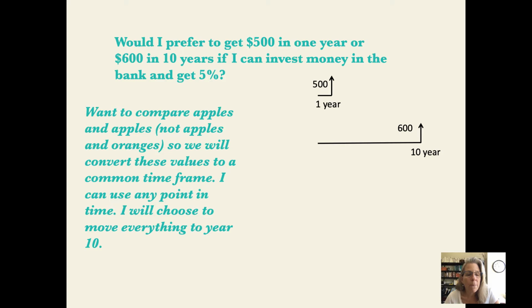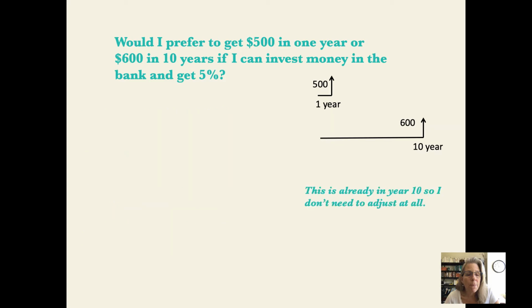And I can actually use any point in time. I can use present value, I can use 1 year out, but I'm choosing to do it 10 years out. As long as they're the same, I can compare them. I can't compare them right now because they're in time period 1 and time period 10. So since I'm going to convert to the 10-year time period, the second alternative, which is $600 in 10 years, is already in year 10, so I don't need to adjust that at all.